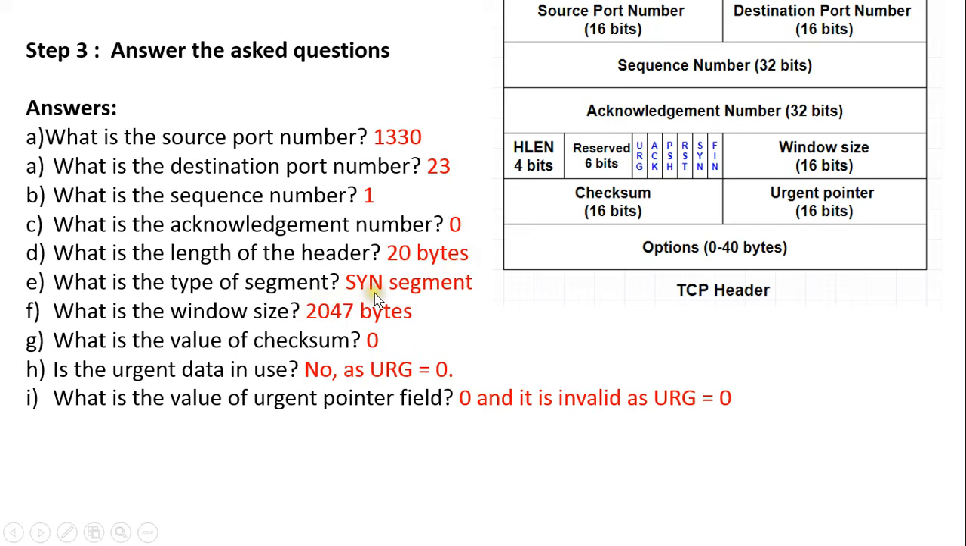The type of segment in the given example is synchronization segment. The window size is 2047 bytes. The checksum is 0. Urgent data is not in use, as the urgent flag is set to 0. And the urgent pointer field value is 0, and it is invalid as the urgent flag is set to 0. Now this is the end of the example.